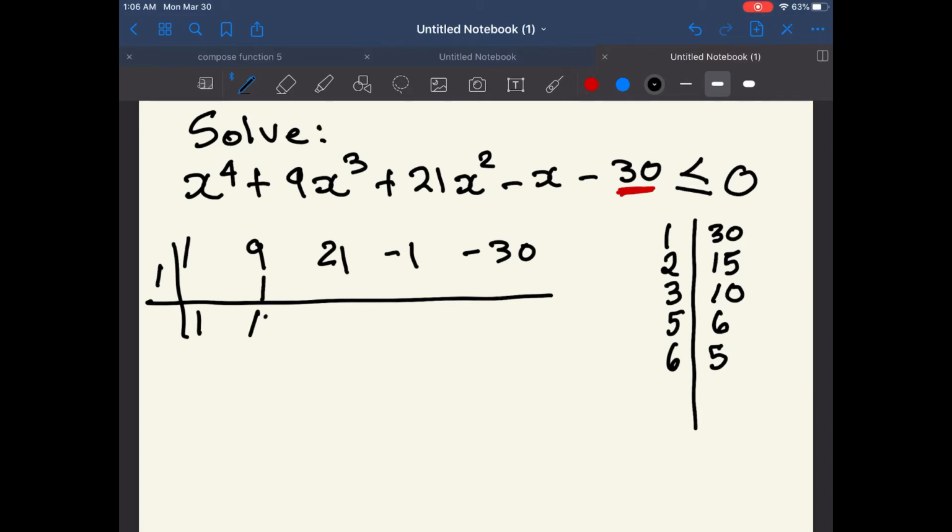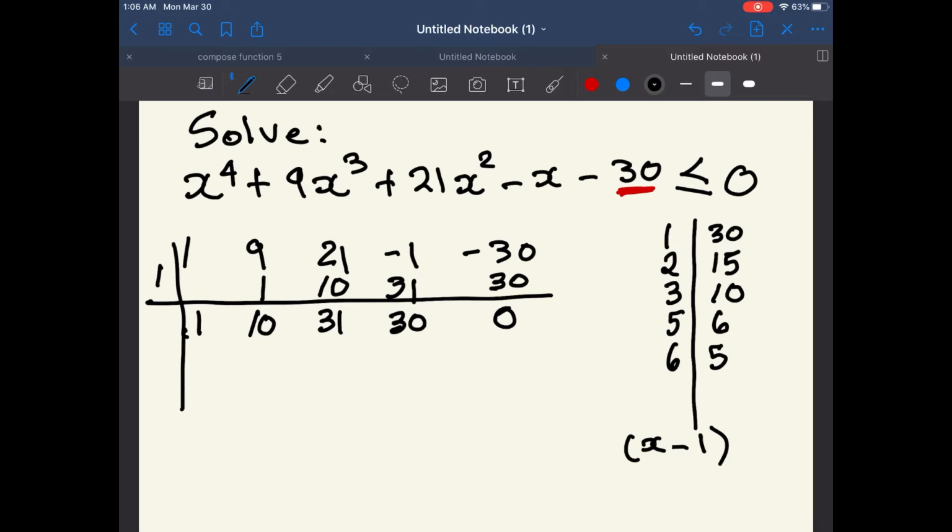Using synthetic division with the value 1, you bring down 1, 1 times 1 is 1, 9 plus 1 is 10, you multiply here is 10, and you add 21 plus 10 is 31, multiply here is 31, and you add 30, multiply here is 30, this is 0. Then I have my first factor, x minus 1.